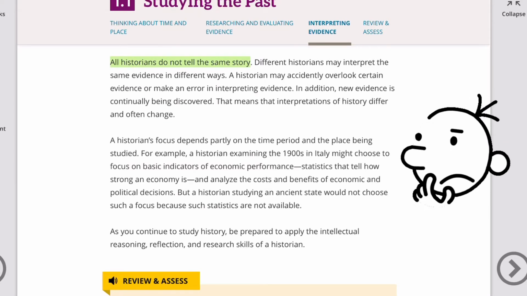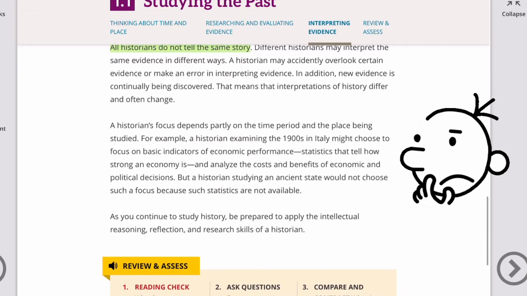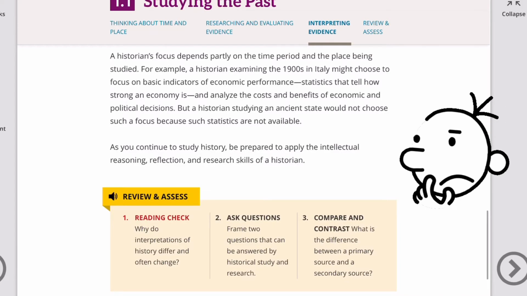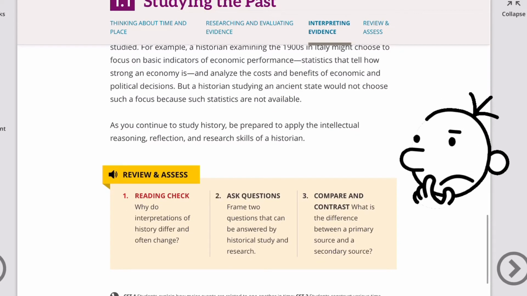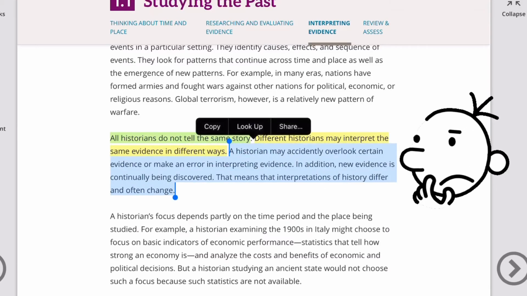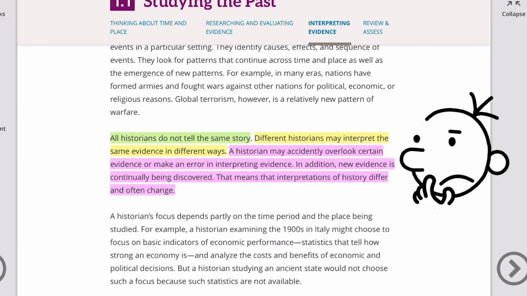Now, this piece of information is very important because this is the answer to the review and assess, or check for understanding, question that I will post in our Google Classroom. Why do interpretations of history differ and often change? Like what I told you, different historians may interpret the same evidence in different ways. They might overlook some things because of their bias, or accidentally if they are not paying attention to details. And another thing, additional information is being discovered as we go on in time.